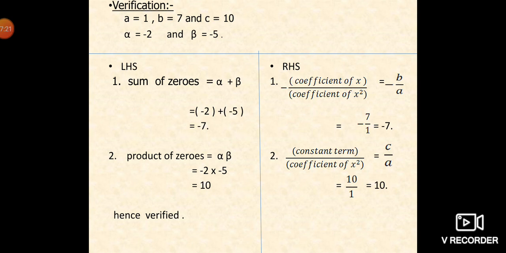Second, product of zeros, alpha into beta, which is equal to minus 2 into minus 5, that is minus into minus plus, 2 into 5, 10. Left side is 10. Right side we can check, that is constant term c by coefficient of x square a. c by a we are substituting, 10 by 1 equal to 10, both are equal, hence verified.